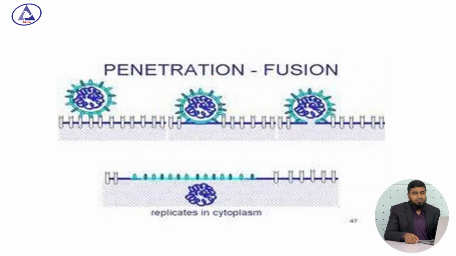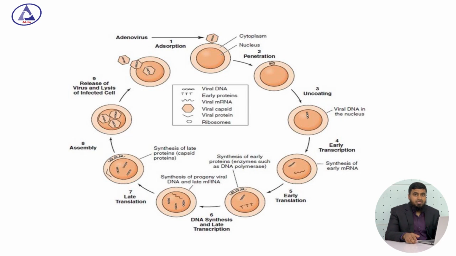Then the middle stage, also called gene expression and genomic replication. In gene expression, first of all, early messenger RNA is synthesized, from which the virus produces enzymatic proteins that are necessary for its genomic replication. After genomic replication, it produces late messenger RNA, which after translation produces the structural proteins, and with these structural proteins progeny virions are formed and released from the host cell.